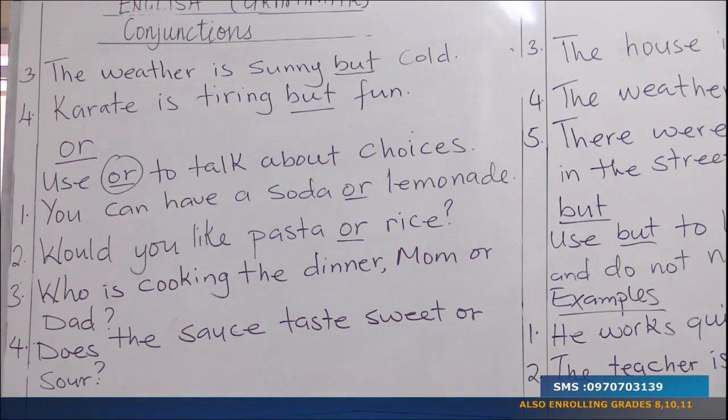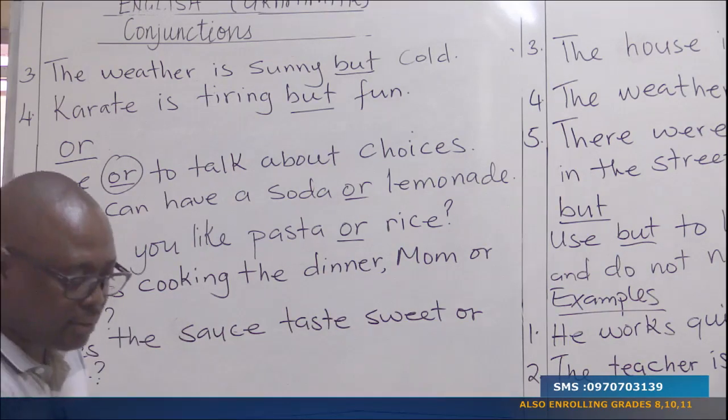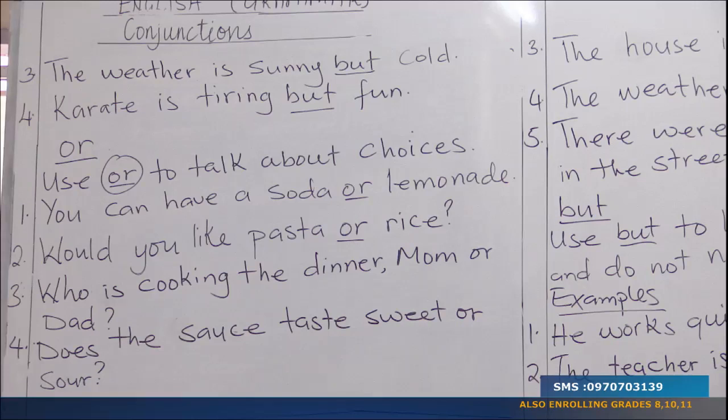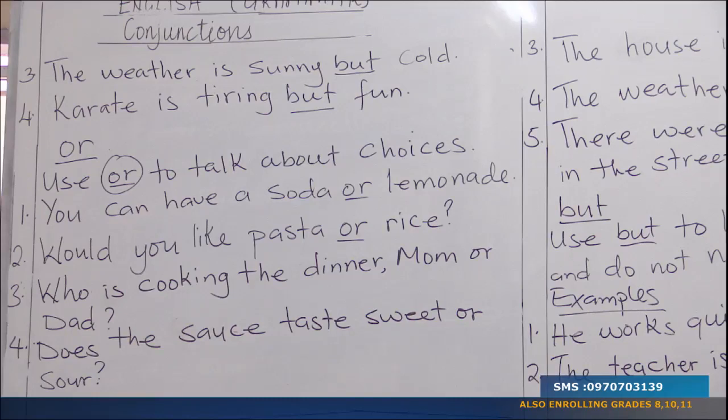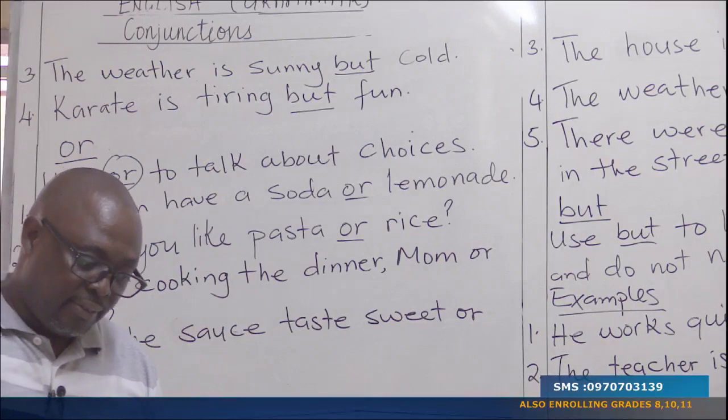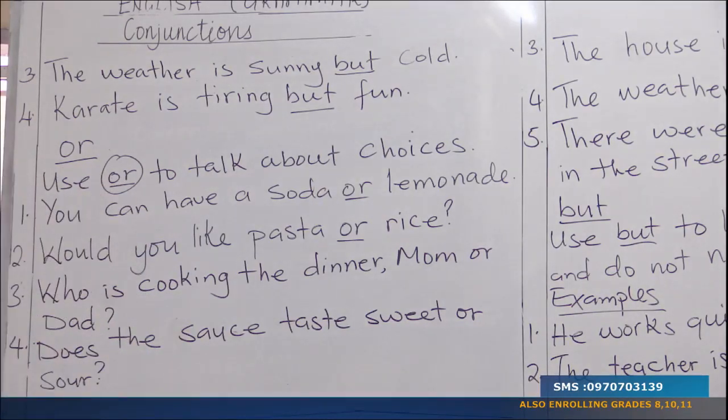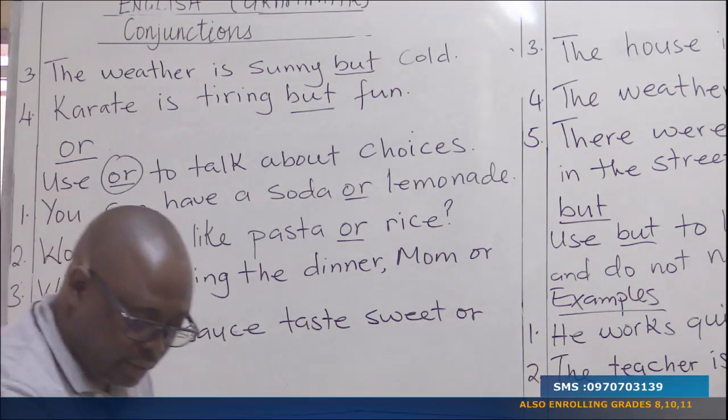Okay, then we looked at and. We said and is used to link words that are similar. We looked at the examples. The first one was, we buy fruits and vegetables at the market. The president visited towns and cities across the country. The house is warm and comfortable. Those are the examples that we looked at.